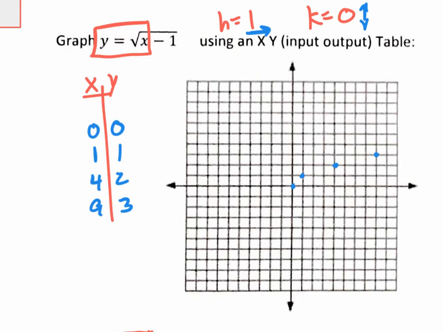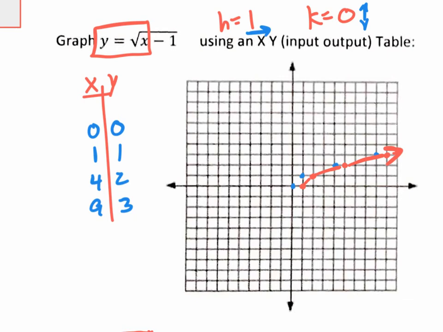So this first point is going to go 1 to the right. Next one, 1 to the right. This one, 1 to the right. This one, 1 to the right. And I'm going to put all those in red. 1 to the right. And then I'm going to graph my red one. And this is my final graph.